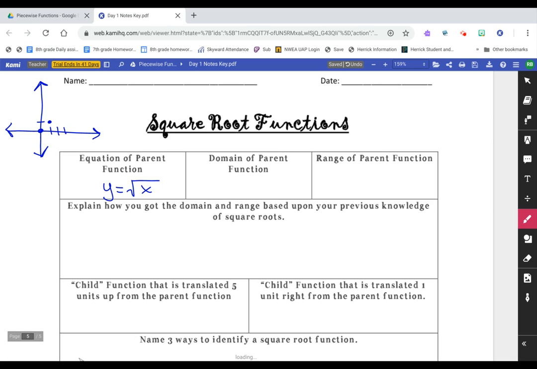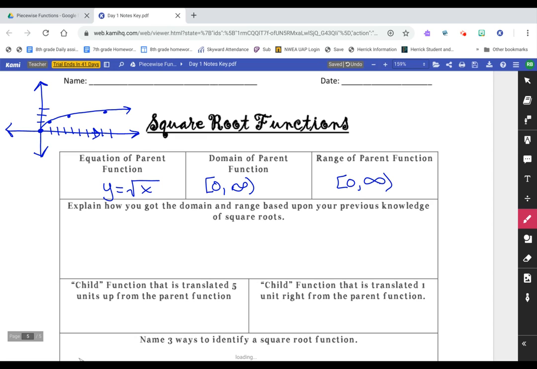So if x was 4, then you would have 2. And let's extend this. If x was 9, the square root of 9 is 3. So this is what your square root parent function looks like. The domain for this would be, yes, we include 0, and then we go to infinity. The range is the same. You include 0 and you go up infinitely.